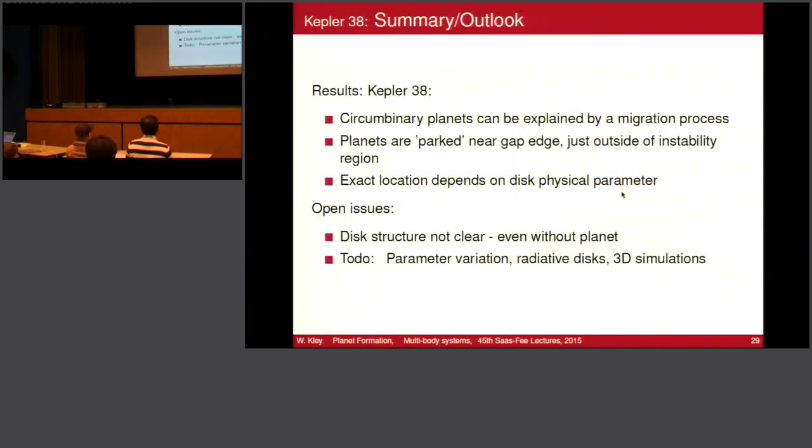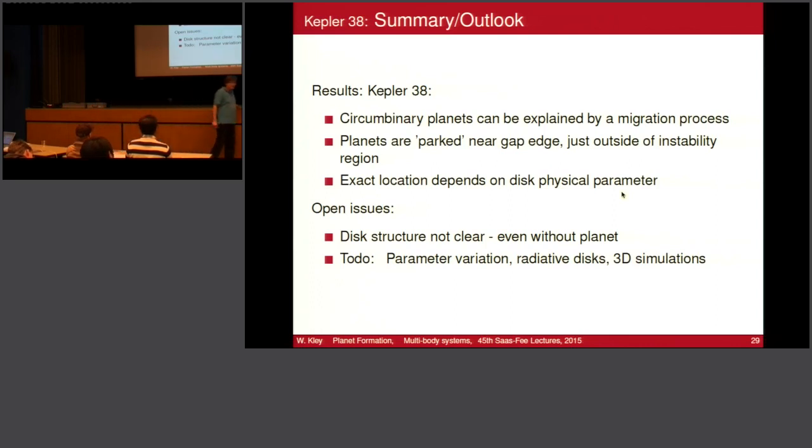Kepler 38, circumbinary planets can be explained by a migration process. I think this is now the accepted idea here. Planets are parked near the inner edge, just outside of the instability region. And the exact location depends on the disk physical parameters. Okay, we would not have expected anything different, but I think this is a very natural outcome, okay, that many simulations show.